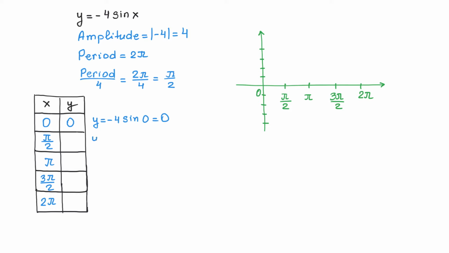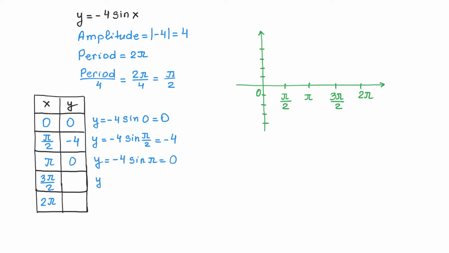To find the y-coordinate when x is pi over 2, we will have negative 4 times sine of pi over 2, and this will be equal to negative 4. And this is because sine of pi over 2 is 1, and 1 times negative 4 is negative 4. So then in the table we will write negative 4, and now we will move to the next row. When x is pi, y will be equal to negative 4 sine of pi. This will be equal to 0 because sine of pi is 0, and 0 times negative 4 is 0.